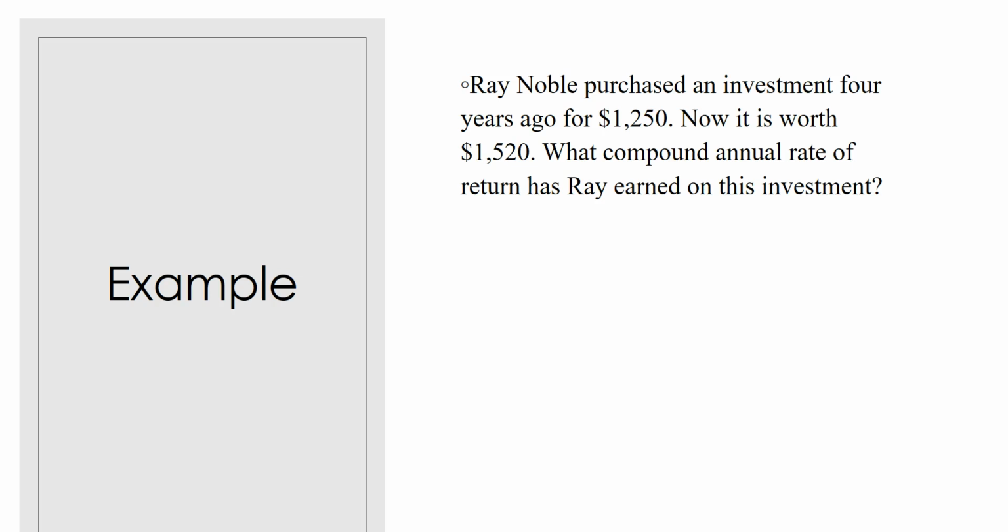Ray purchased an investment 4 years ago for $1,250. It is now worth $1,520. What is the compound annual rate of return he earned on this investment? So let's do a timeline. 4 years ago, he purchased an investment for $1,250. He spent $1,250 on it, so that's a negative. 4 years later, it's worth $1,520. We want to know what rate of return we've earned.